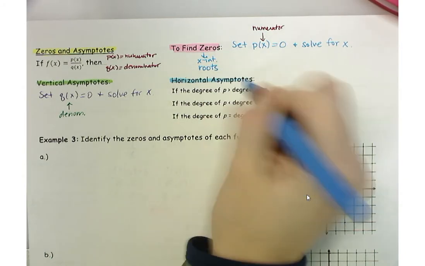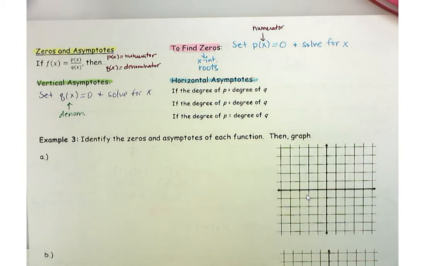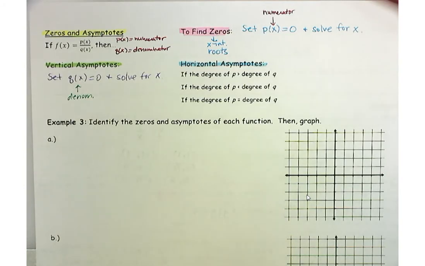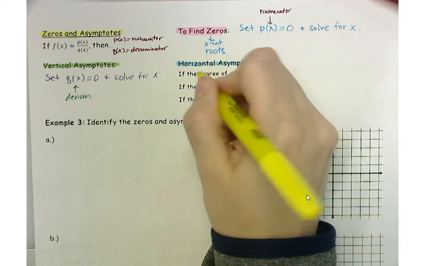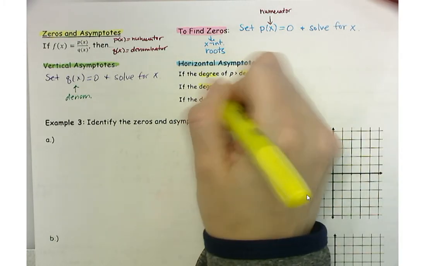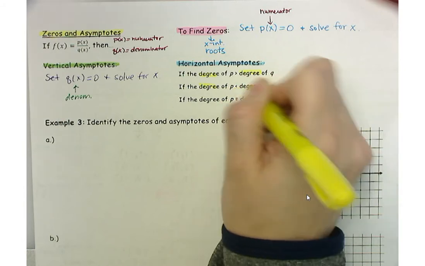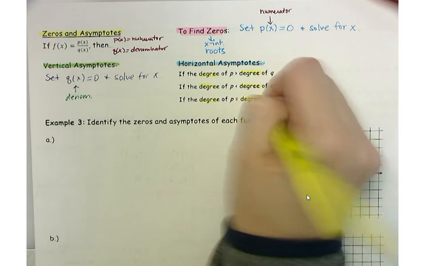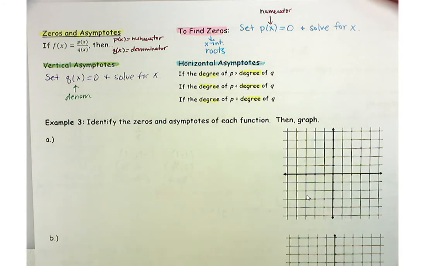Kira, how would you tell somebody how to find the degree of a polynomial? It's the exponent. Yep, what exponent? The biggest one. Yep. Okay, so remember the degree is going to be the highest exponent. So that's what we're going to do for these. We're going to find the degree of the numerator and the degree of the denominator and then compare them. Okay, so when you're comparing the degrees, I'm going to write just some shorthand over here.